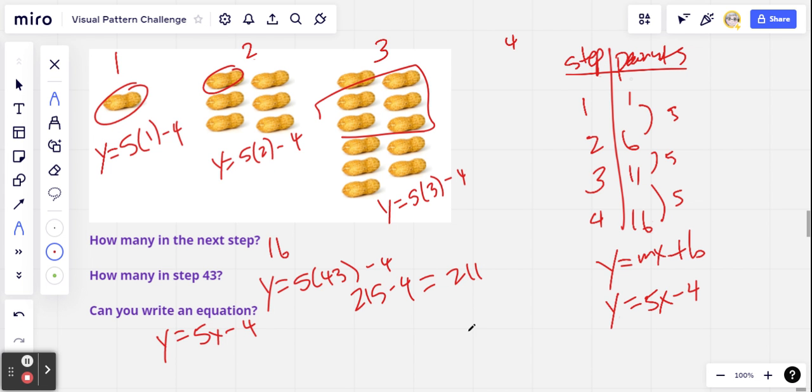Well, how did that go for you? Did you get 16 for step 4? Did you see that this was a linear equation?